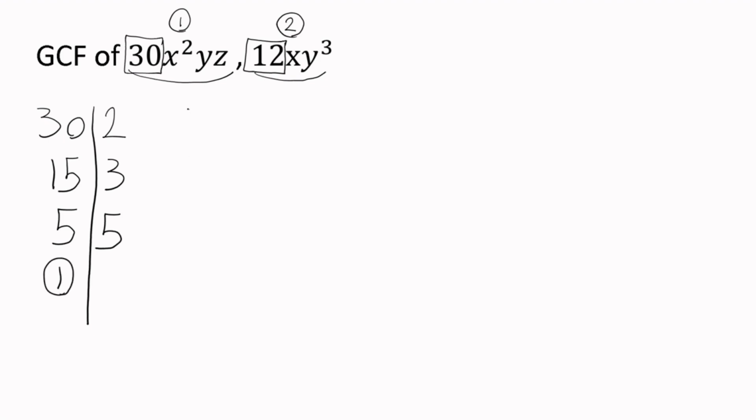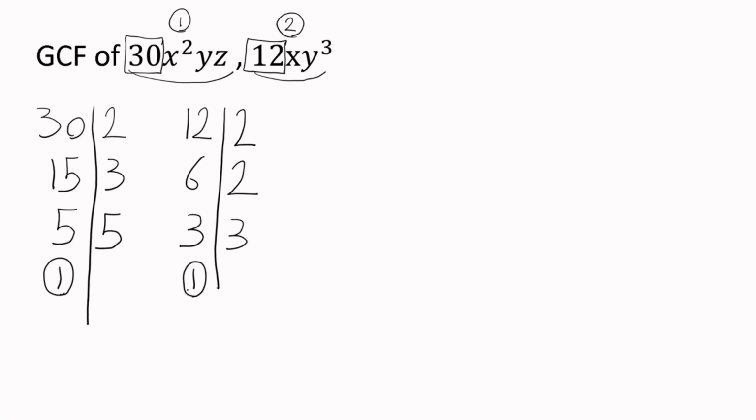Let's go for the second one, which is 12. Do I know any prime number? Yes, 2. It is going to be 6. Then 2 again. It's going to be 3. And I can divide it by 3. It's going to be 1. When I reach 1, I must stop the process. So I need to write the first part as prime factors. As you can see, I can write 30 as 2 times 3 times 5.